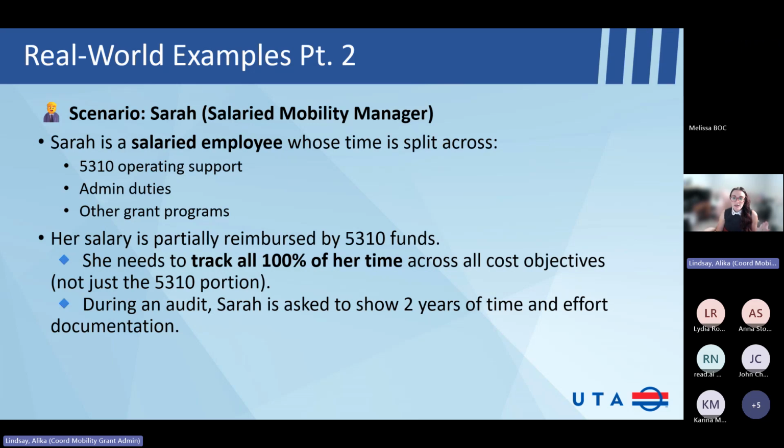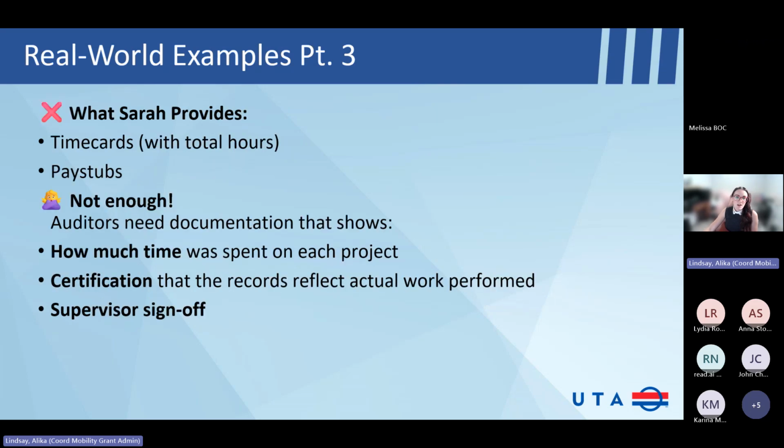And let's say that during an audit, Sarah is asked to show 2 years of time and effort documentation. So Sarah provides her time cards showing her total hours and her pay stubs, because that's what she turns in when she asks for reimbursement from the grant. But the auditor would say, this is not enough. The auditor wants more documentation because Sarah needs to show how much time was spent on each project. She needs to certify that the records reflect actual work performed, and she needs that piece of the supervisor signing off on her time and effort, which certifies that it's accurate.